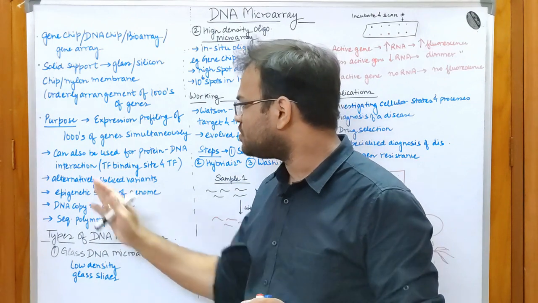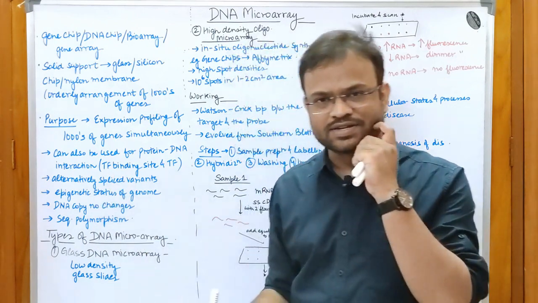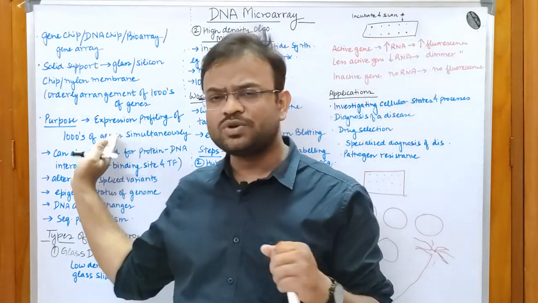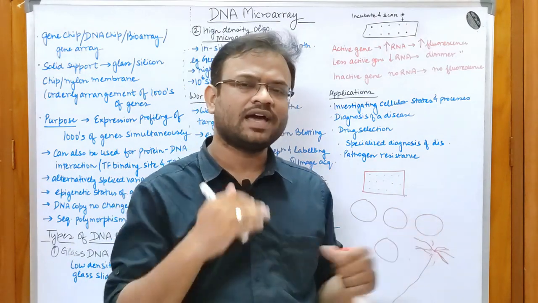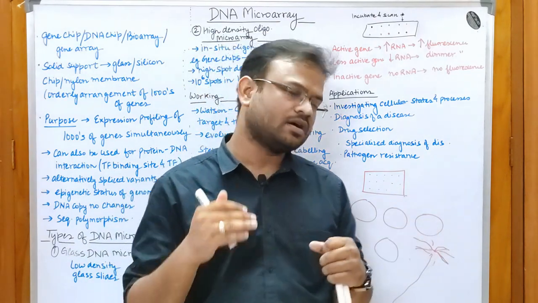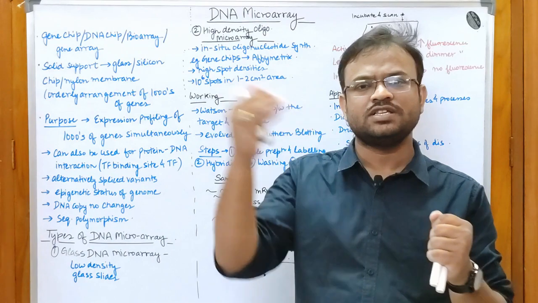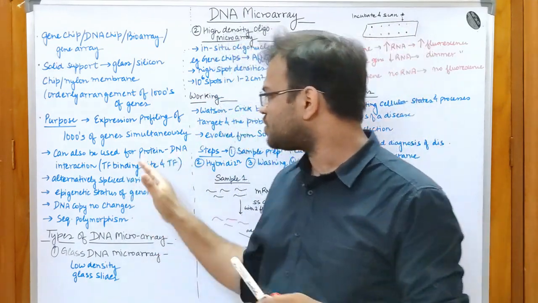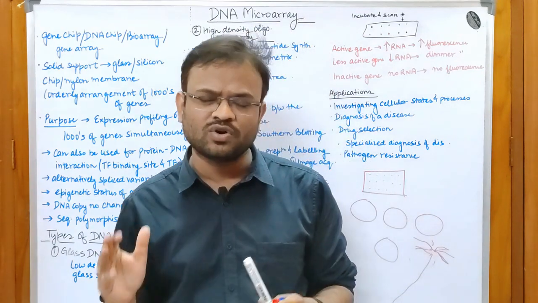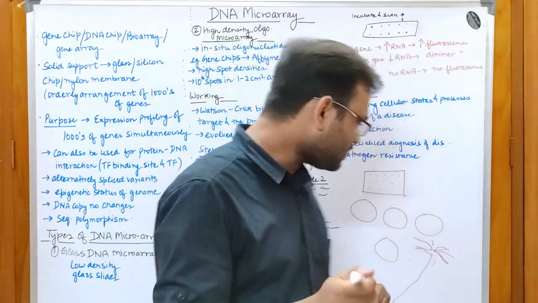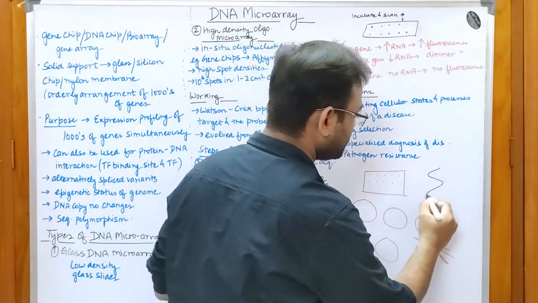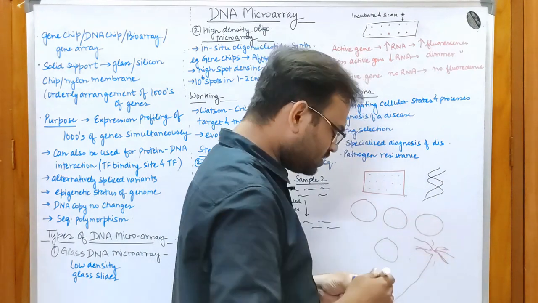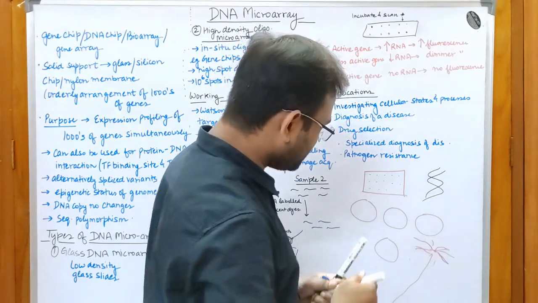The next one is that it can also be used for protein DNA interactions. Over here I just told you that we can analyze the gene expression. You can know which gene is expressing more and which gene is expressing less, but it can also be used for protein DNA interaction. Now you would already know that suppose this is one DNA, isn't it? Now on this DNA there are protein binding sites, isn't it?